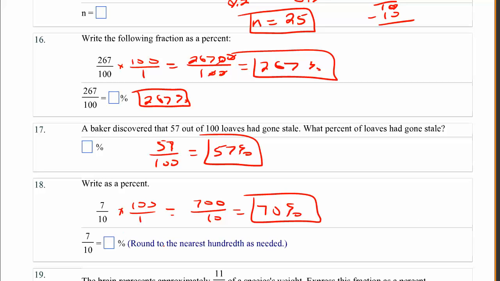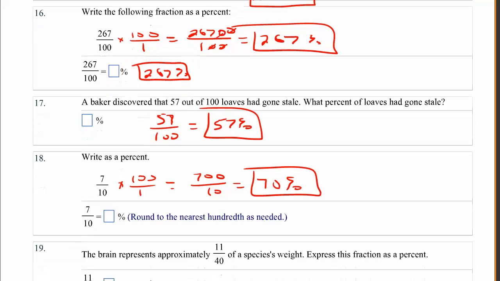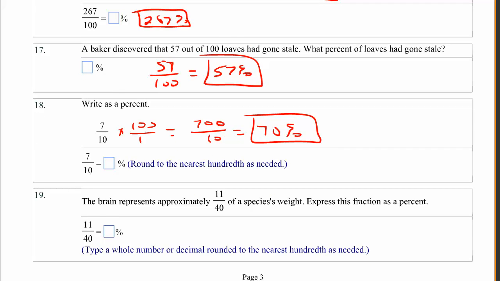Now this one said round to the nearest hundredth as needed, but it came out evenly, so we didn't have to round. And remember, if you see TH, that means decimal number, round to the nearest hundredth. But we didn't have to round that one because it came out even.